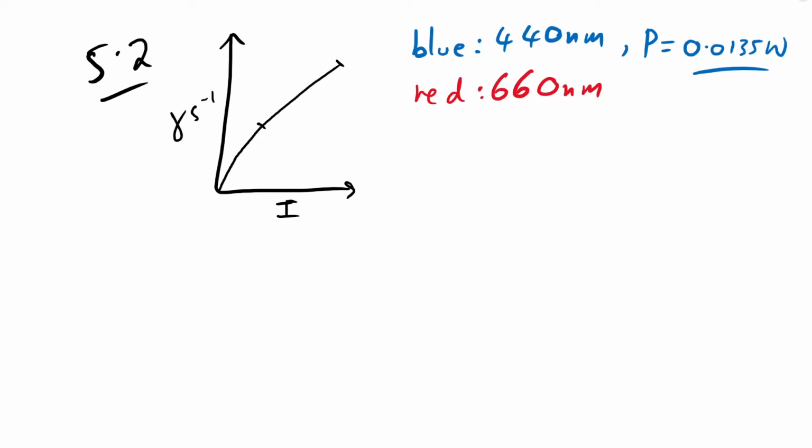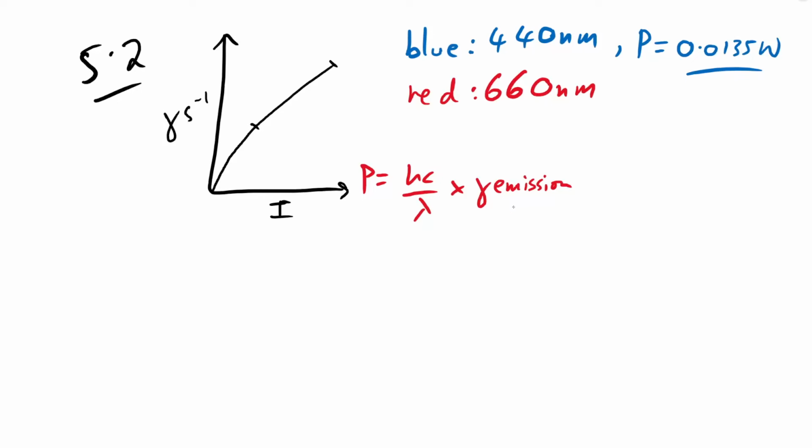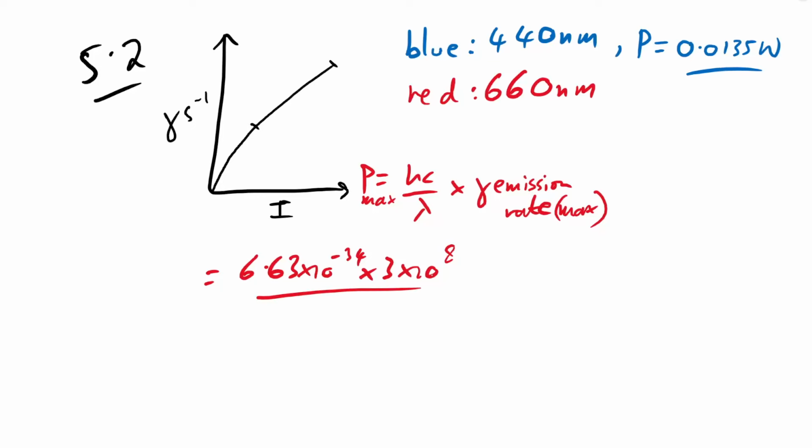So I guess we can just go for the maximum rate of photon emission. We're just going to go straight for power is equal to hc over lambda, which is the energy for one photon, times the photon emission rate. 6.63 times 10 to the minus 34, that is the speed of light divided by wavelength, this time 6.6 times 10 to the minus 7 meters, and then times the maximum photon emission rate. Looks like it is 6.9 times 10 to the 16 photons per second.